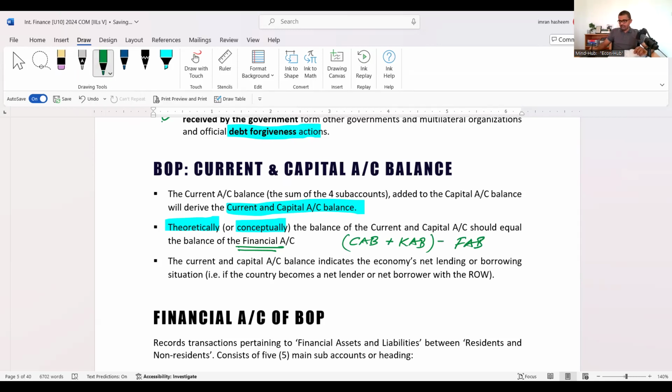Practically, does it happen? No, because there are possible errors and omissions, and there are things we have overlooked. So practically, there might not be this situation. Theoretically, it has to happen. Because the financial account shows how we have financed the activities we have engaged in, in the current and capital account. Okay? Right.